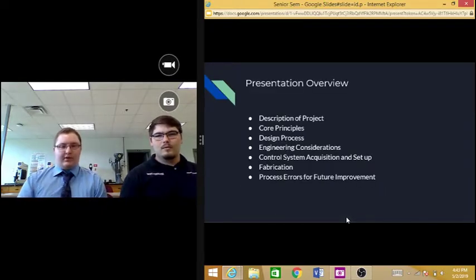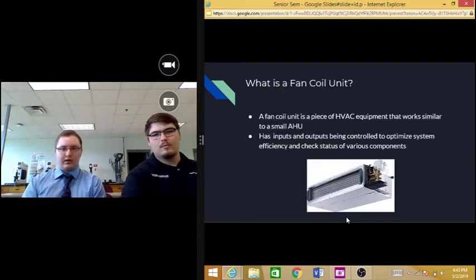Throughout the project, we're going to describe the project and why we did it, some of the core principles, the design process, some of the engineering considerations, some of the control system acquisition, setup, and verification, and some of the process errors for future improvement.